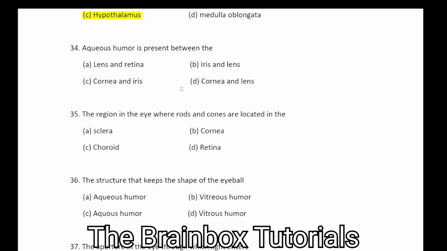And the correct option is D. Cornea and lens. That is, aqueous humor is present between cornea and lens. And between lens and retina, it will be vitreous humor.